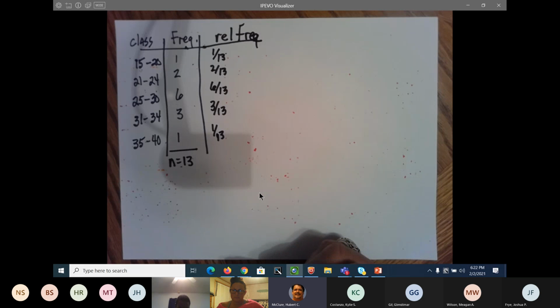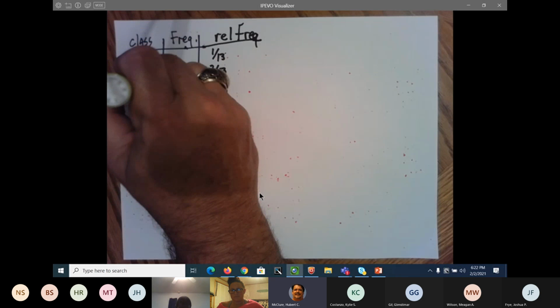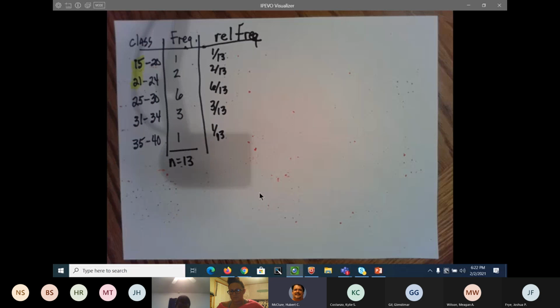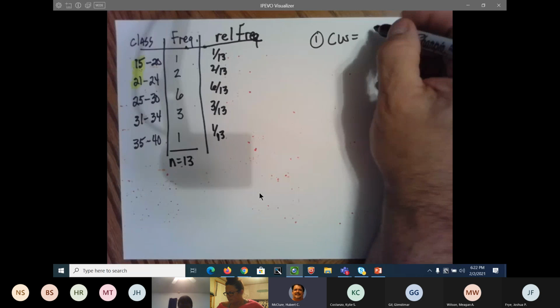The class width. Well, I'm going to highlight two numbers to find the class width. You can pick any numbers you want as long as they're following each other. So there's my class width. I'm going to write it down up here. Class width is equal to 21 minus 15, which is equal to 6.